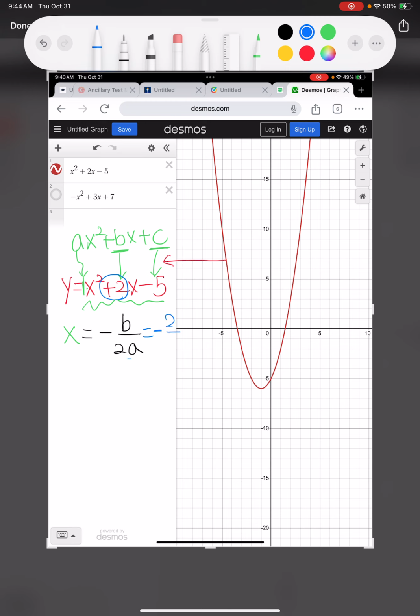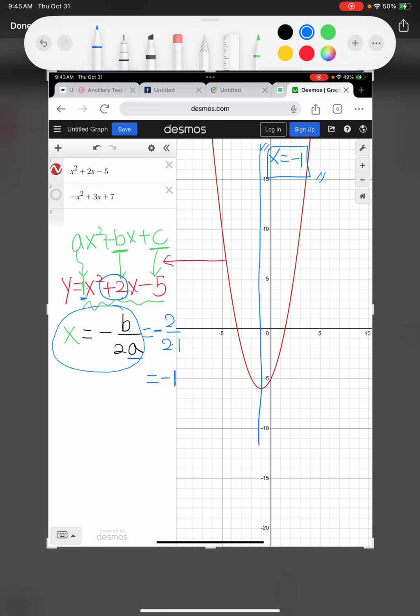And then a is 1, right? So 2 times 1, so I have -1. So that's why this line equation is x equals -1. So without using the Desmos calculator, we can find out the axis of symmetry. So remember this formula.